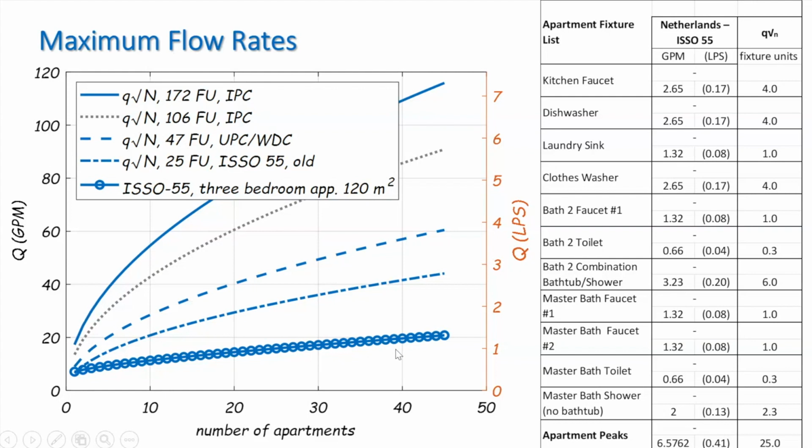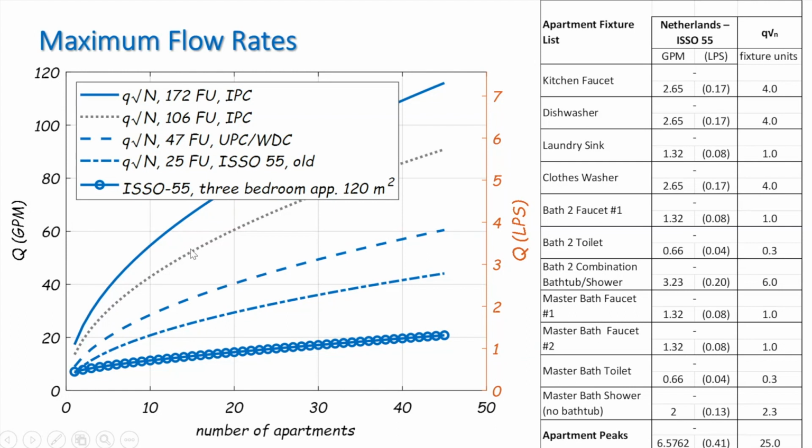And even for 45 apartments it is about 1.5 liters per second, or about 20 something gallons per minute. Now the old ISO 55 is the next line up, and that uses 25 fixture units, the Dutch fixture units. The one above that is 47 fixture units, which would be the ones if I use the UPC or the water demand calculator values.